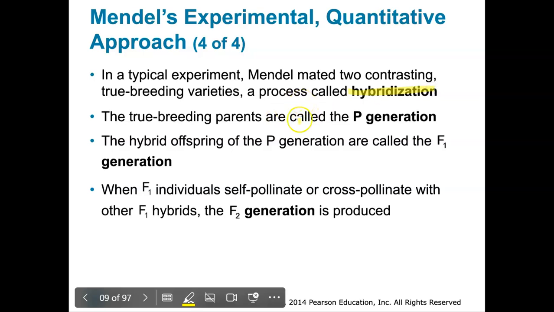The true breeding parents, the true breeding purple and true breeding white, are called the P generation. The hybrid offspring, when we cross those two true breeding parents, are called the F1 generation. And then Gregor Mendel took those F1 individuals, those hybrid offspring, and crossed them with each other. And that gave him the F2 generation.